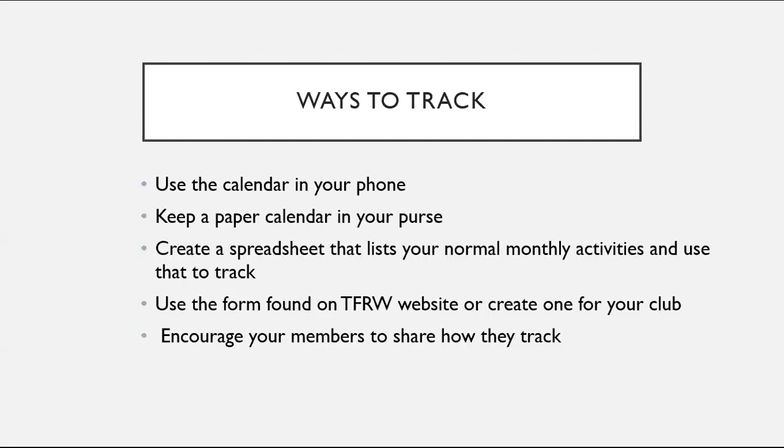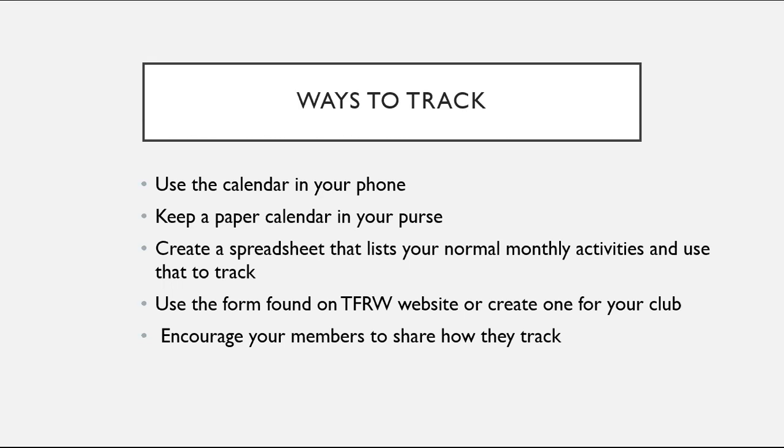How do you track? There are a thousand ways to track. There are 10,000 women in the clubs, so there are 10,000 ways to track. Here are some ideas. Use the calendar in your phone. Keep a paper calendar in your purse, those little ones they used to give you from places like Hallmark. Send them out to your club members. Go out and buy half a dozen of them.